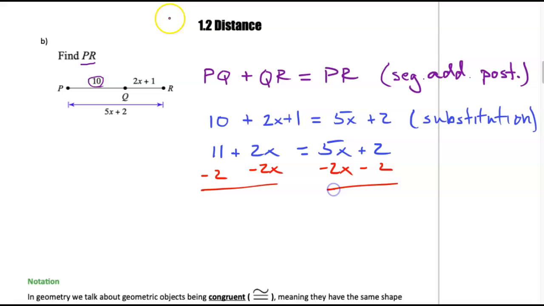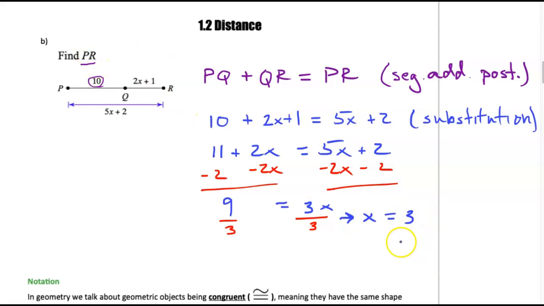Okay. That's going to leave me with 9. 11 minus 2 is 9, and 2x minus 2x is just 0. 5x minus 2x is 3x, and 2 minus 2 is just 0, so I get 9 equals 3x. I can divide both sides by 3, and I can get that x is equal to 3.